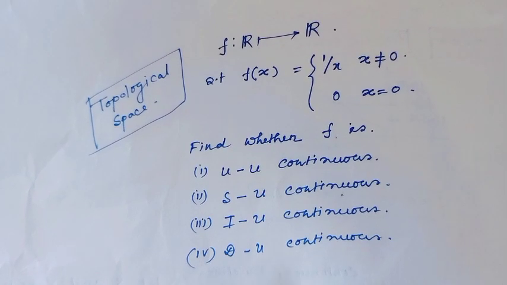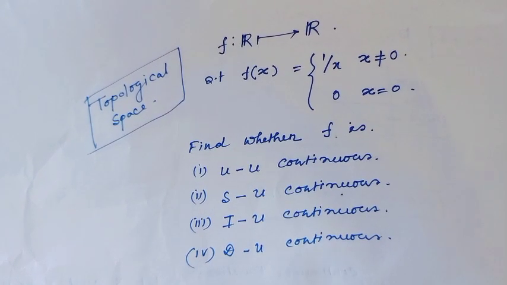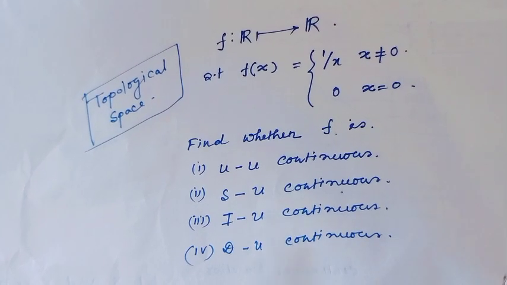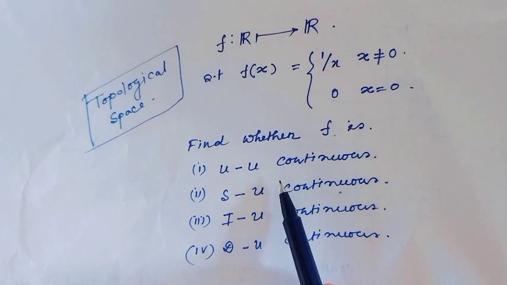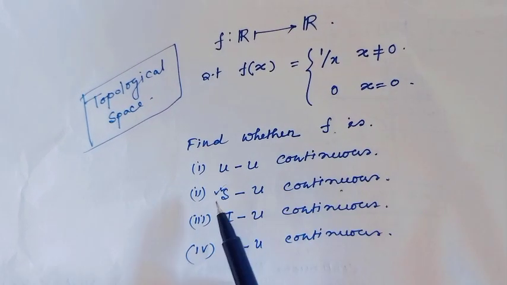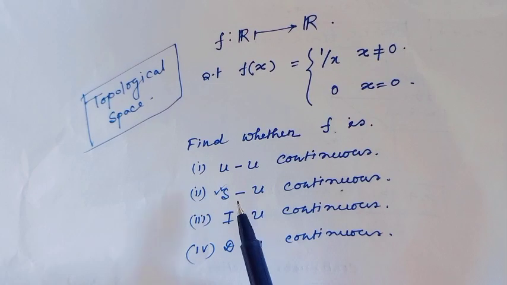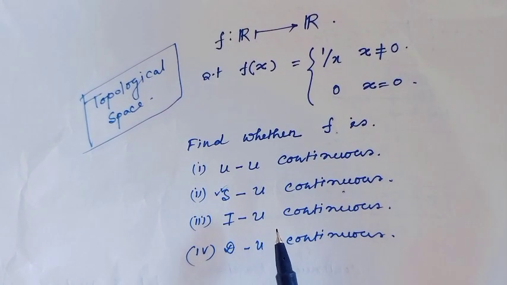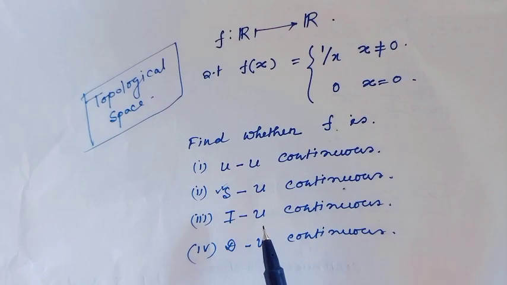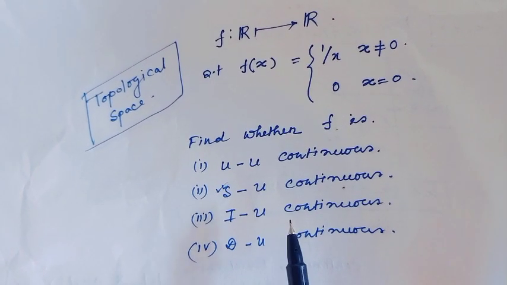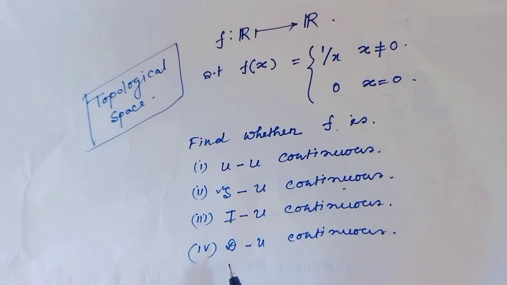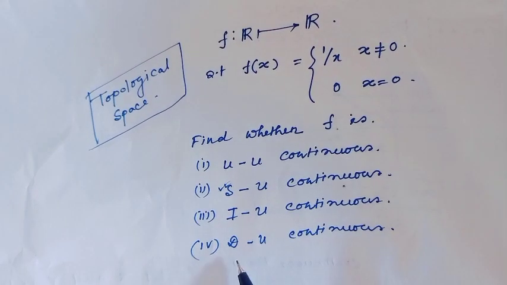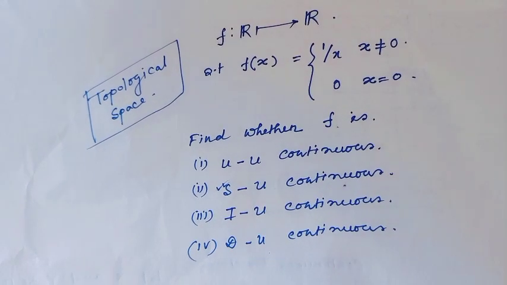Now I will see continuity in different topological spaces. First I will see continuity from usual topology to usual topology. Here S means lower limit topology to usual topology. I means indiscrete topology. Here I will see the continuity from indiscrete topology to usual topology. Then I will see continuity of this function from discrete topology to usual topology.